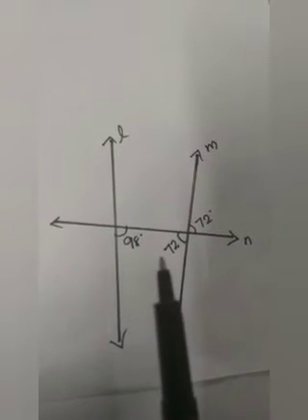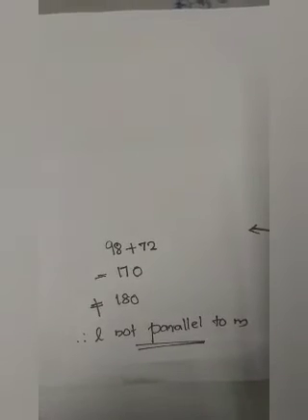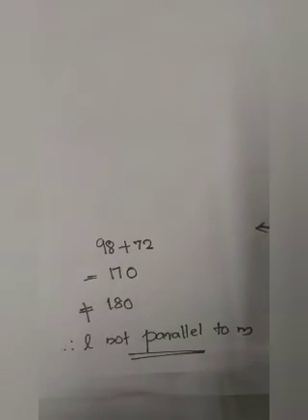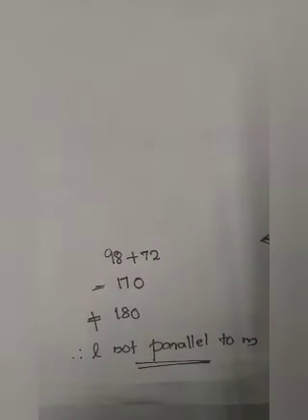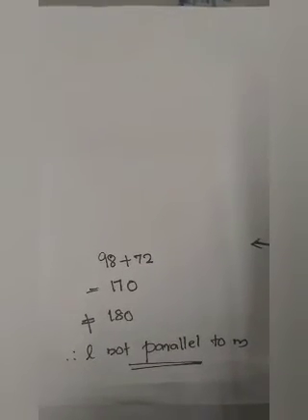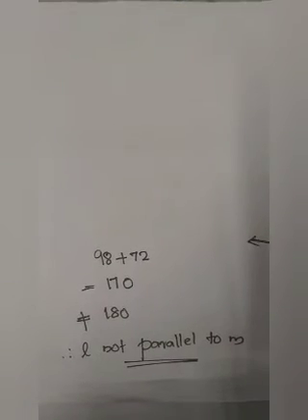So we can find out the sum of these two angles. When we found the sum, what did we get? 98 plus 72 is equal to 170 degrees, which is not equal to 180. What is 180? Supplementary. So by that concept we can say L is not parallel to M.